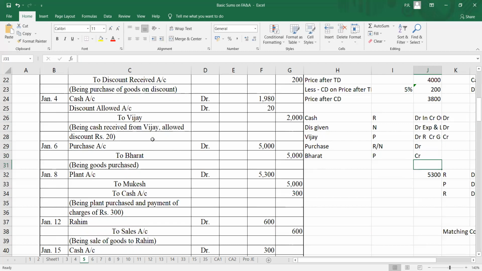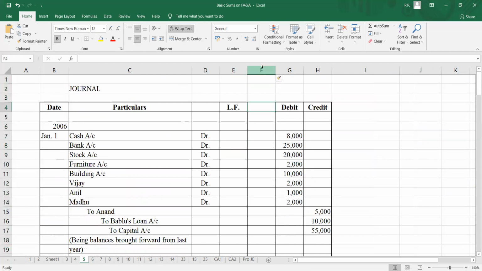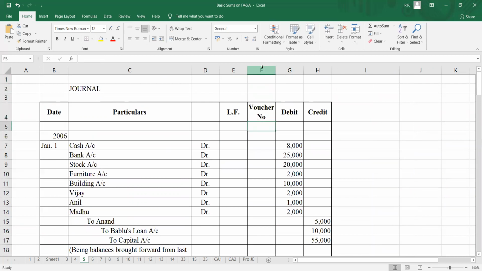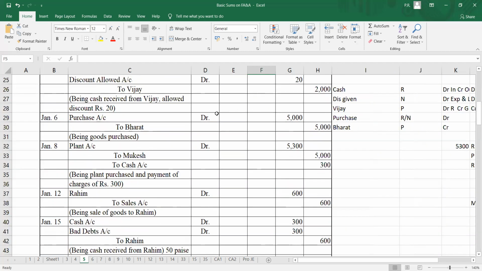So you will have an entry like this. Purchase account is debited to Bharat account, rupees 5000 each. I hope you remember that. I told you, whenever you are going to solve sums in exams, you should have over here one more column, which is voucher number. Please don't forget to put a column over here. So this entry is done, purchase account debit to Bharat.